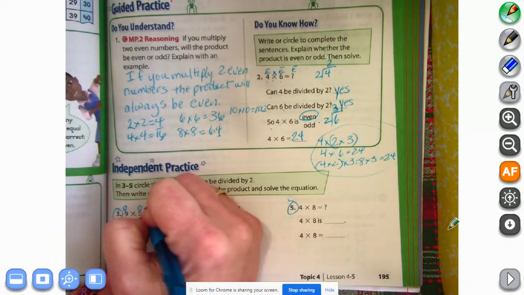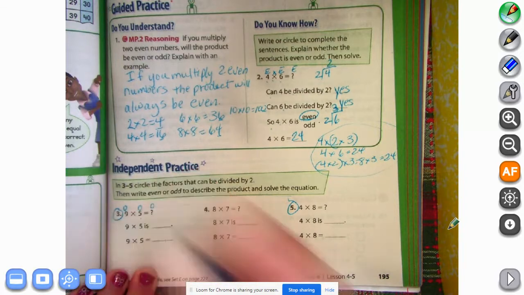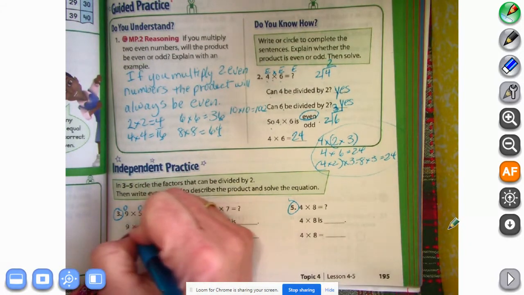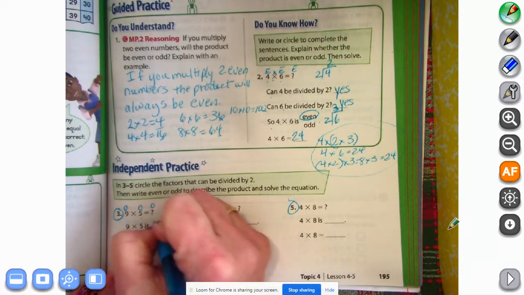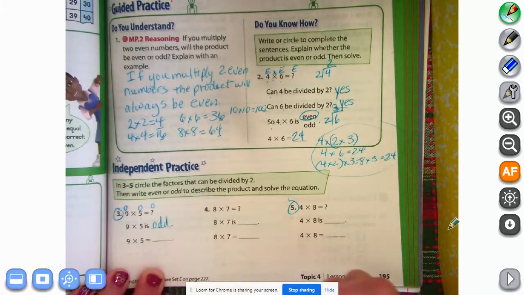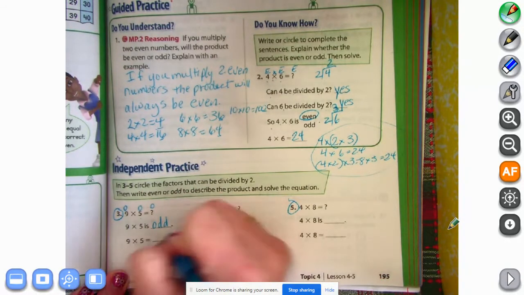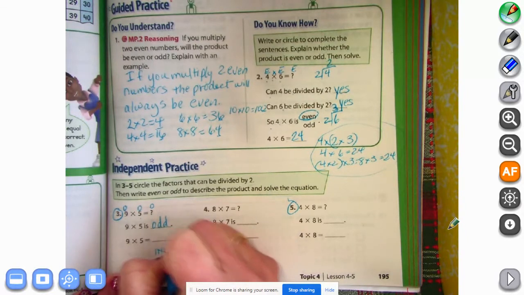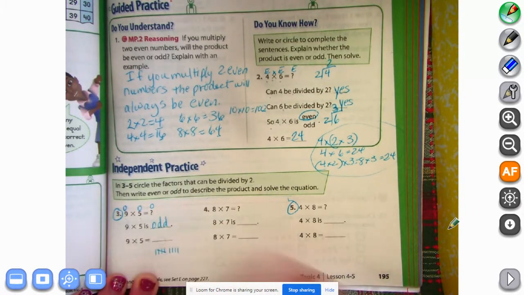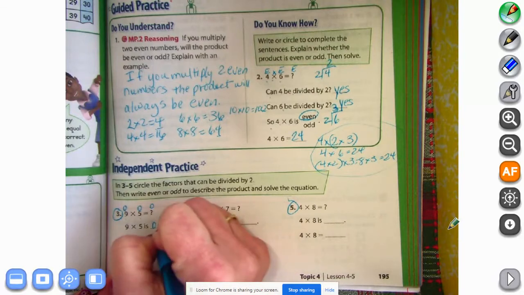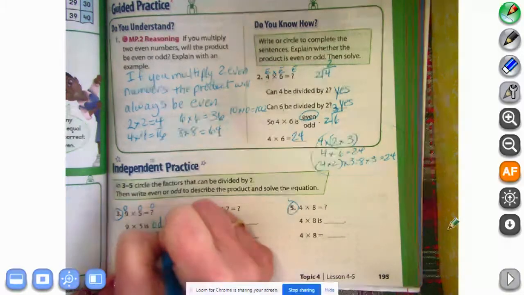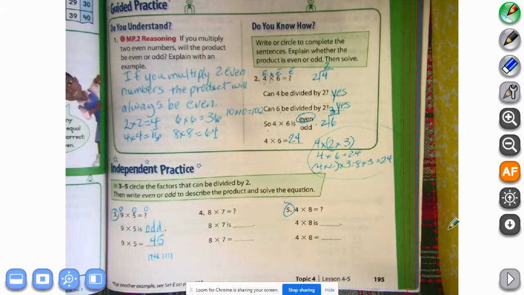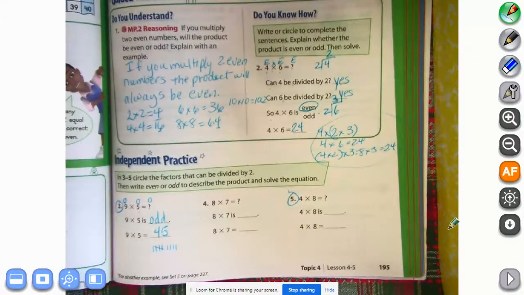So I know that my product is going to be odd. 9 times 5 is odd. 9 times 5 is 5, 10, 15, 20, 25, 30, 35, 40, 45. There's 5, 6, 7, 8, 9, so that's 45. Okay? Try to get in there closer for you.